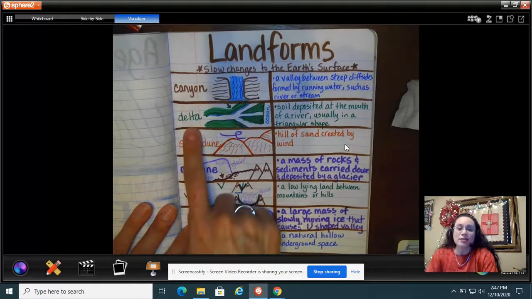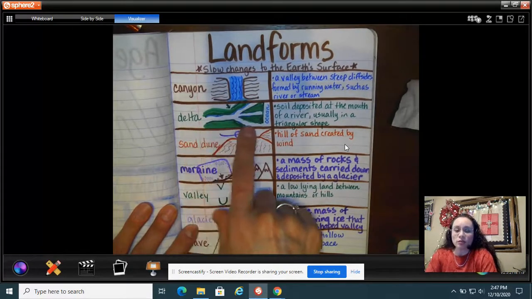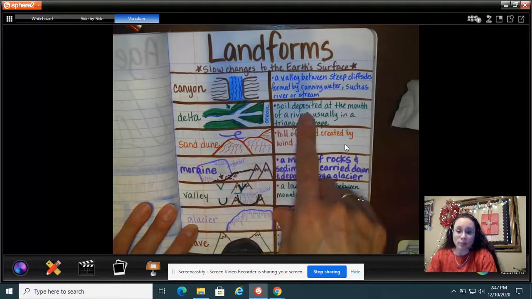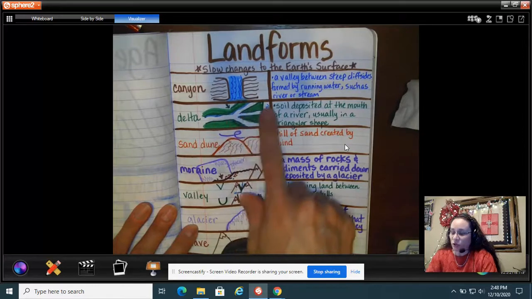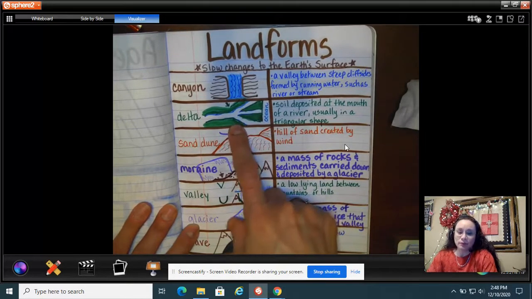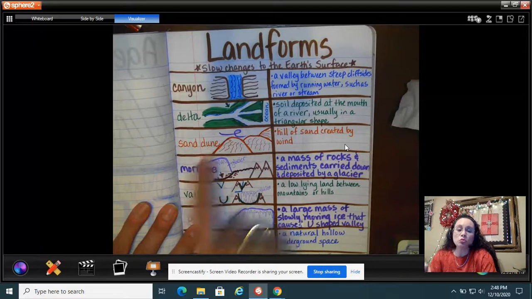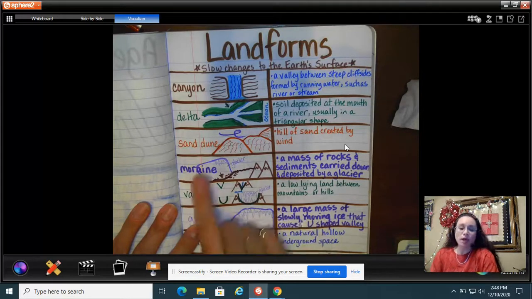The next word is a delta. That's where the river meets the ocean. But in that process, the soil is dropped at the mouth of the river and it makes these weird little shapes of land. So that is a delta. The sand dune is just a hill of sand created by wind. When the wind moves the sand and then the wind stops, the sand will drop because of gravity.